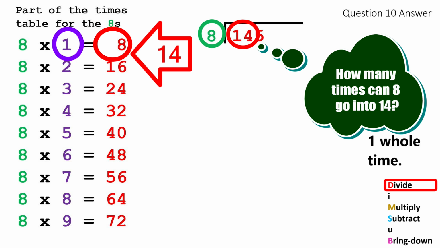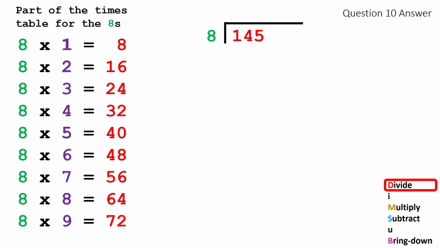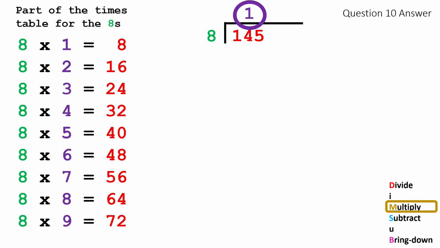The purple number in this row is 1. We write the number 1 in the answer space above the 14 since we divided 14 by 8. Next, we multiply this new digit in our answer, which is 1, with the divisor, which is 8.